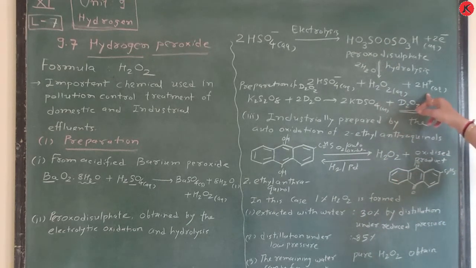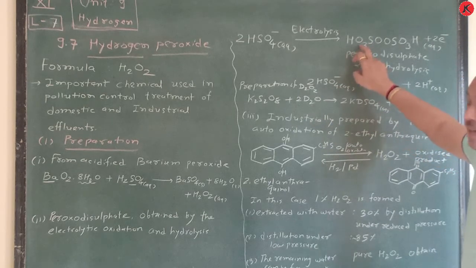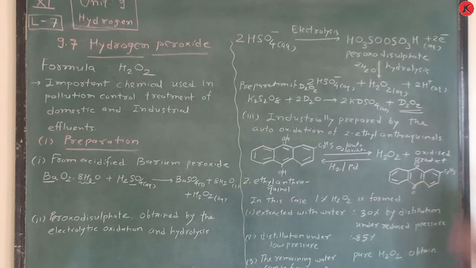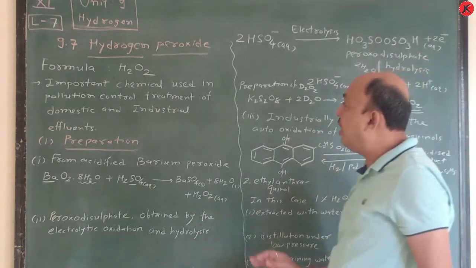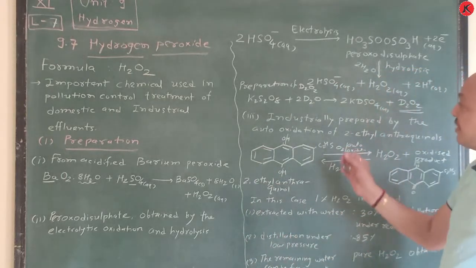And another we can take part at 2HSO4 minus here. If we add O here, you get HSO4 minus, HSO4 minus, so 2HSO4 minus aqueous is obtained. So this way we can say that preparation of hydrogen peroxide according to your NCERT textbook is complete.